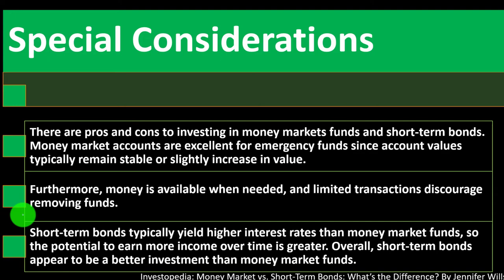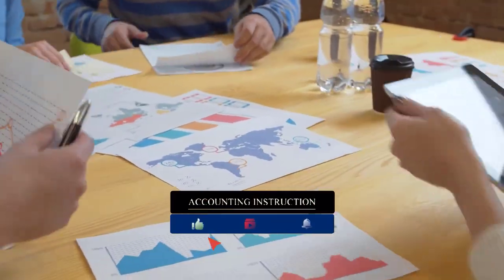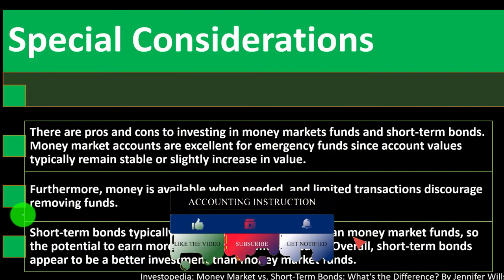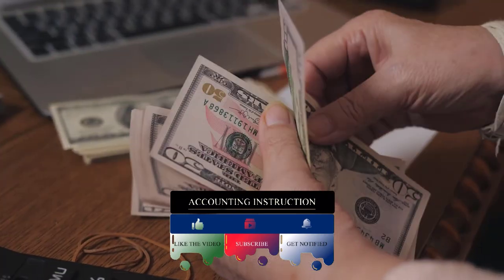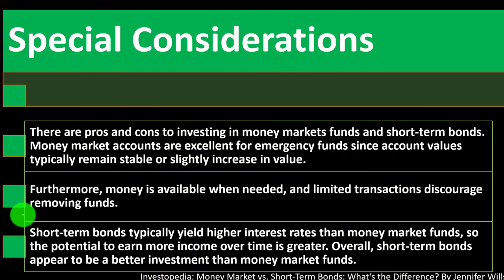Short-term bonds typically yield higher interest rates than money market funds, so the potential to earn more income over time is greater. So when we're thinking about the short-term needs, how liquid is the fund versus trying to basically hedge the portfolio possibly with bonds and cash related funds to hedge out against, say, equities possibly. Those are two different needs that we want to be considering. Overall, short-term bonds appear to be a better investment than money market funds.